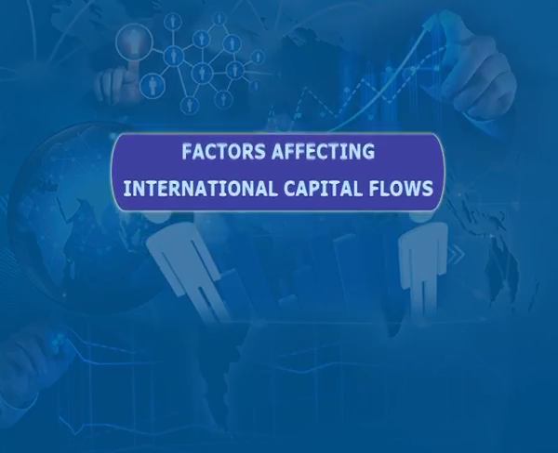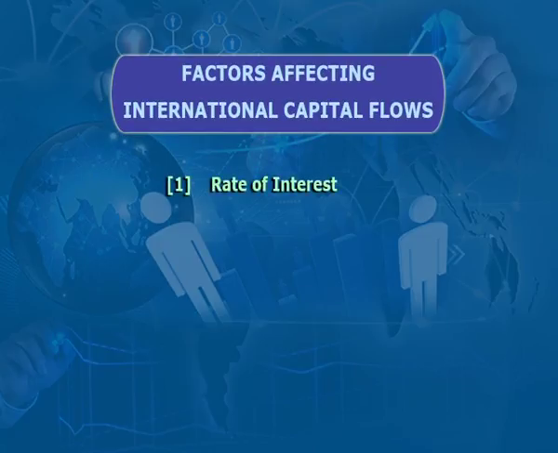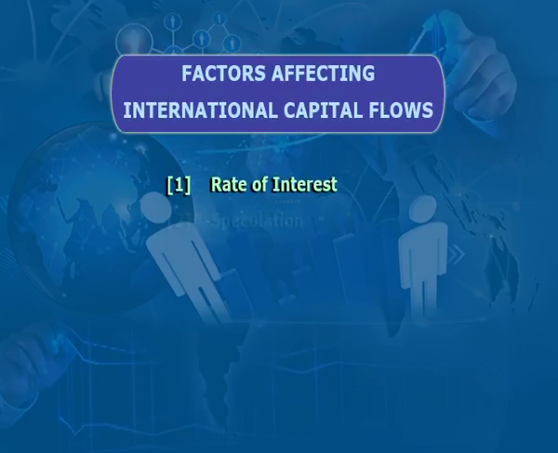Now friends, let us have a look at factors affecting international capital flows. Let us look at the factors that affect international capital movements. Number 1, rate of interest. The most important factor which affects international capital movements is the difference among current interest rates in various countries. Capital flows from that country in which the interest rates are low to those where interest rates are high because capital yields high returns.